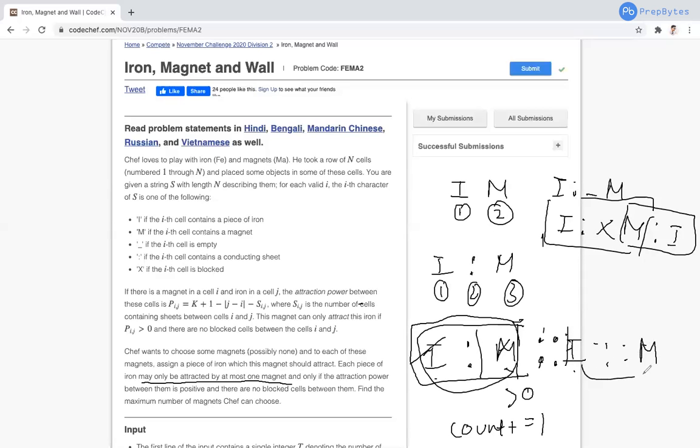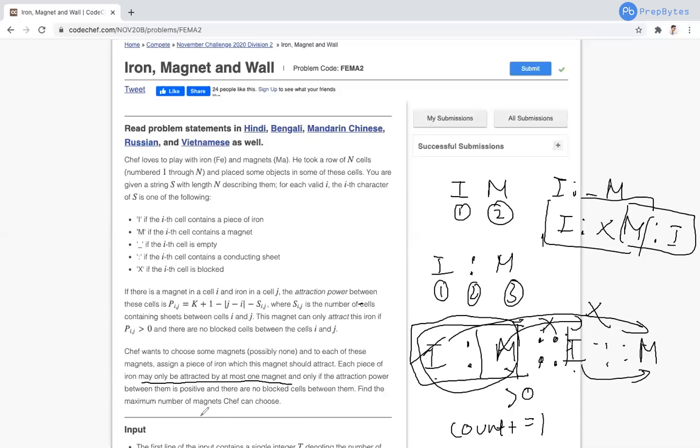This iron can attract this magnet, but this iron cannot attract this magnet. And this magnet cannot attract this iron when they have attracted each other. So what this line is saying is that they can be attracted by at most one magnet, and only if the attraction power between them is positive. That is, after applying this formula, the value is positive. We will be given the value of k beforehand.